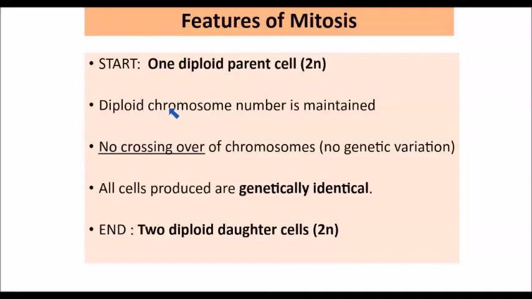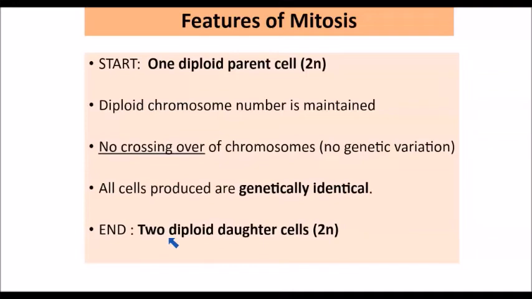And we're trying to maintain the diploid chromosome number throughout the cell division. So there's not going to be any crossing over of chromosomes, so therefore there's not going to be any genetic variation. So at the end, all the cells being produced are going to be genetically identical to each other and the parent cell. So at the end of mitosis, you have two diploid daughter cells.